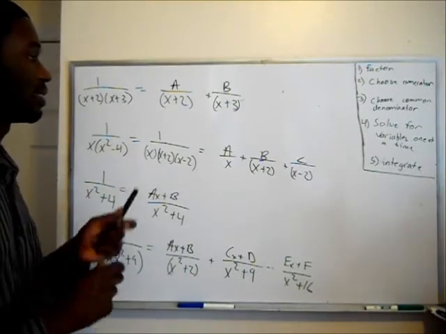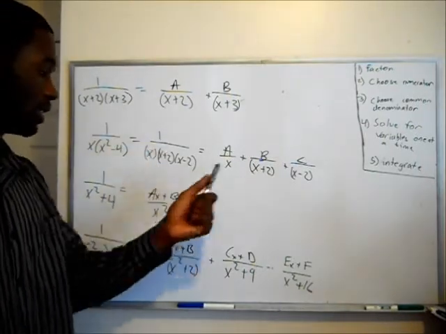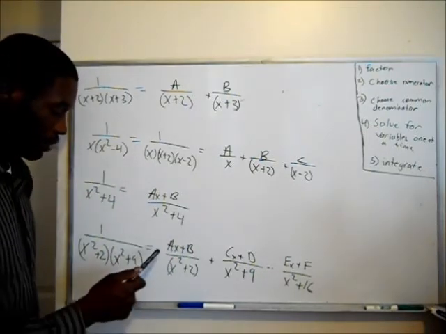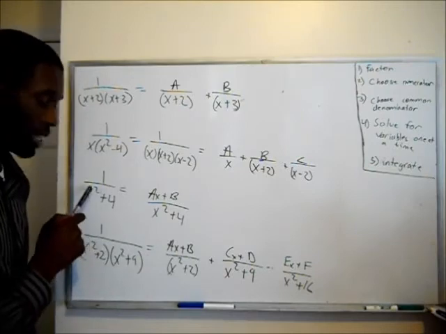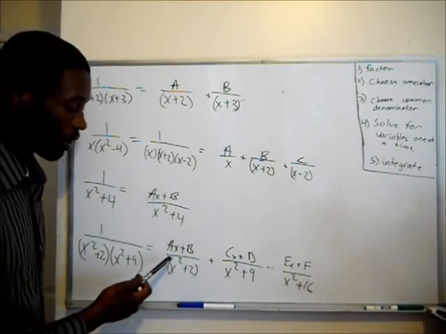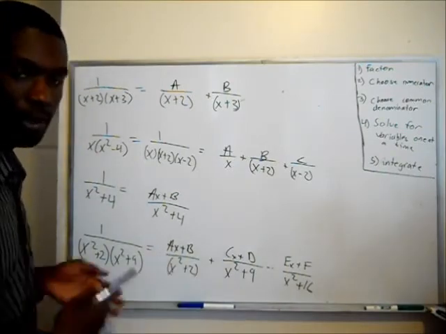So if you have it and it's linear, you can just put A, B, C, D, E, F, G. If it's irreducible, then you need to do something like this. Because if it's x squared plus something, you need to put an Ax plus B, and then a Cx plus D, just follow the alphabet.